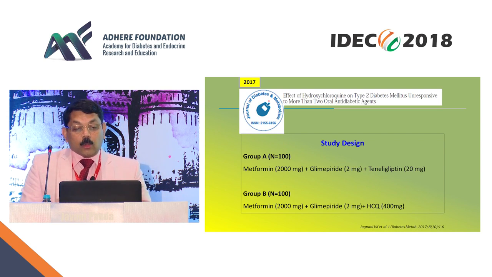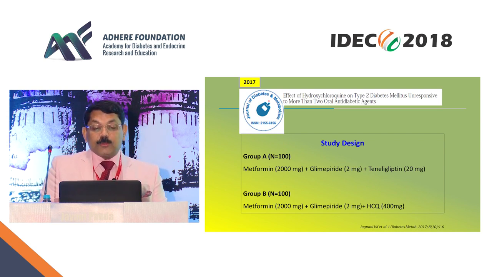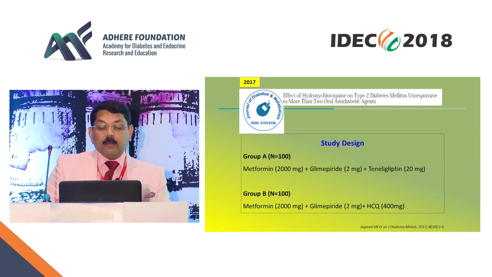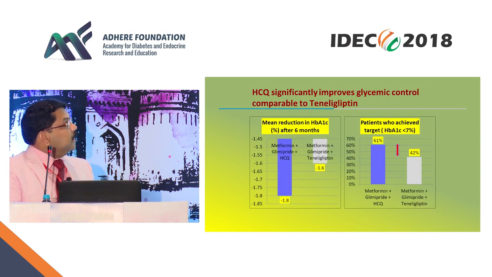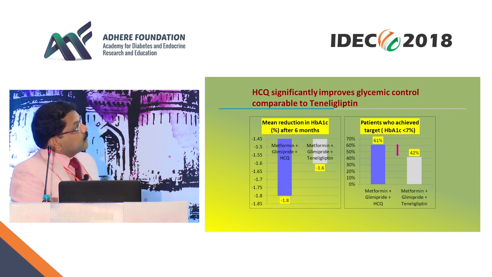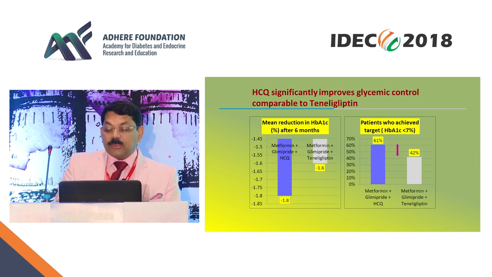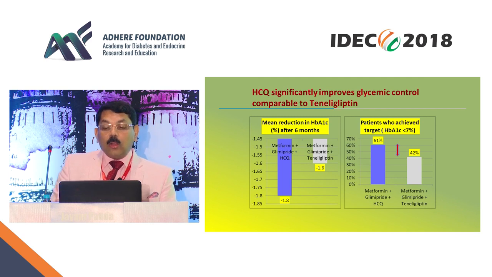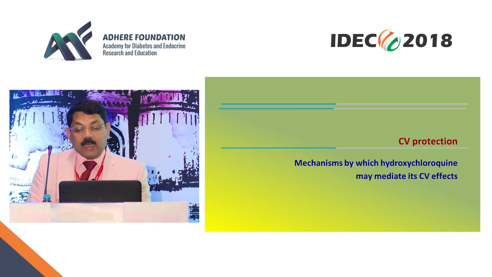You see the effect of hydroxychloroquine in the diabetes mellitus, unresponsive to more than 2 oral antidiabetic agents. The mean reduction of A1C in metformin glimepiride combination and metformin glimepiride and teneligliptin combination, you can see the effect is much better in this hydroxychloroquine combination. This is a study from 2017 where the patients who achieved the target A1C had almost 20% more than that of the teneligliptin combinations. And with this all data, let us see some CV protection data which shows the mechanism by which the hydroxychloroquine may mediate its CV effects.